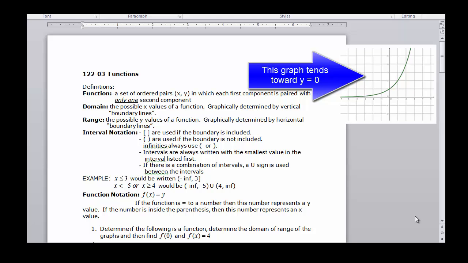Like if you have a graph that tends toward the x-axis, then it would get close to 0. That would probably be it. But anything above, we'd have a boundary line there.